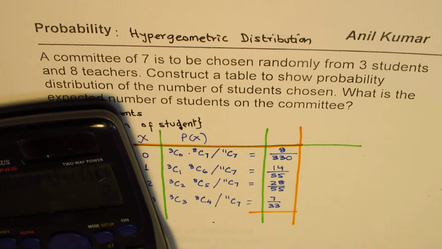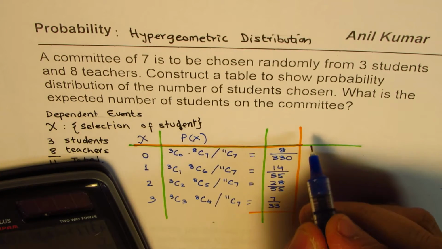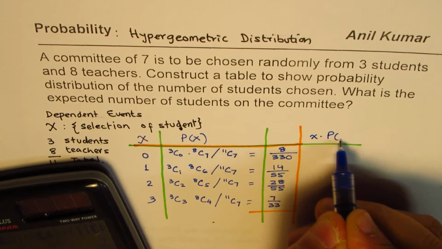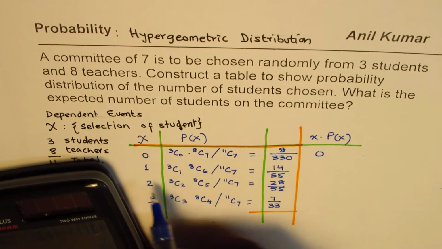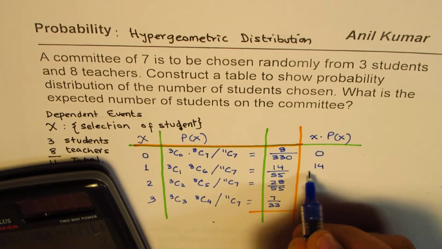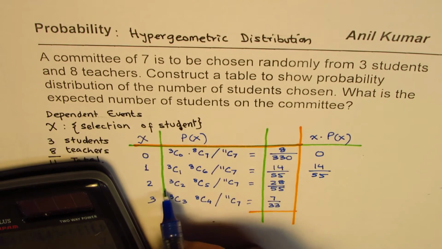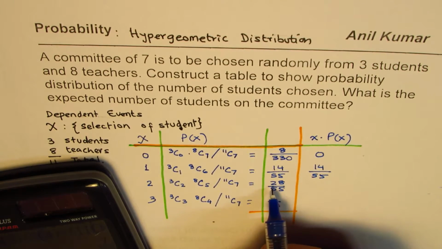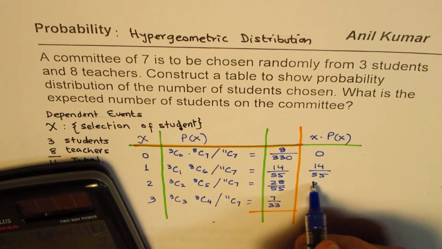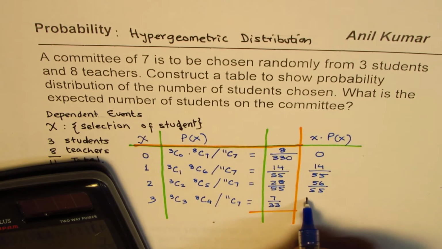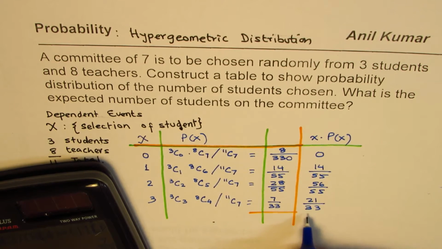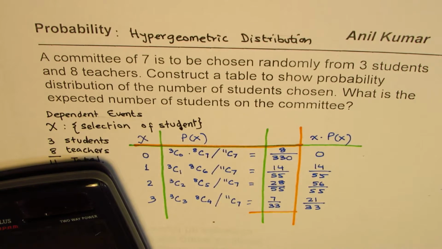Now we will find out what is the expected value. That means x times the probability distribution. This is what we will do. The first term will give us 0, 0 times this. 1 times this will get 14 over 55. 2 times that number, so 2 times 28, 56, so 56 over 55. And 3 times 7 is 21, so we get 21 over 33. Now if you sum these up, you get the expectation. So this total is the expectation.